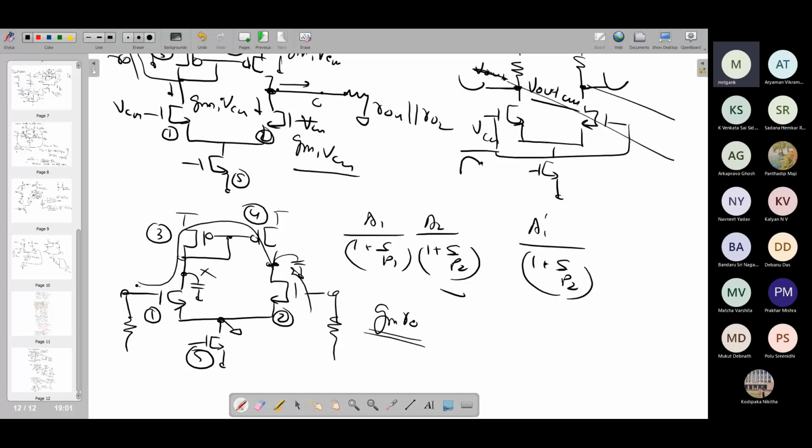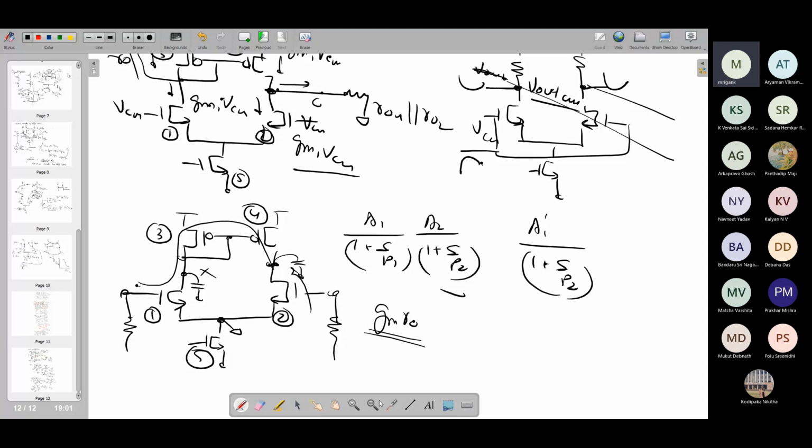So if you want to get a very large gain, you have to reduce the ID. But then bandwidth will be sacrificed. So this stage is the simplest possible OTA. This can also be used in a feedback configuration. We can also use this as a voltage follower.